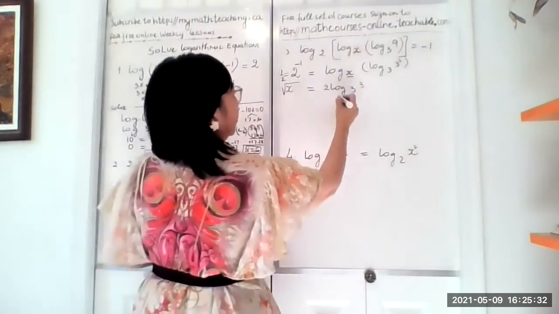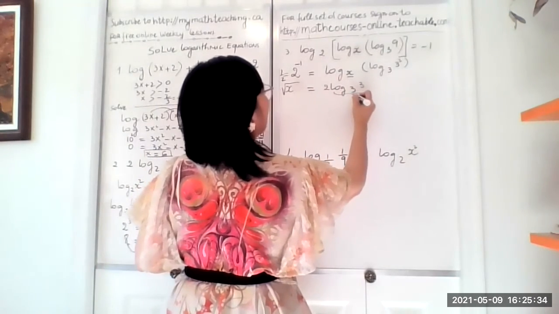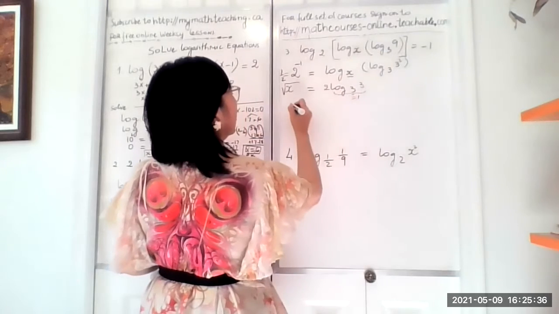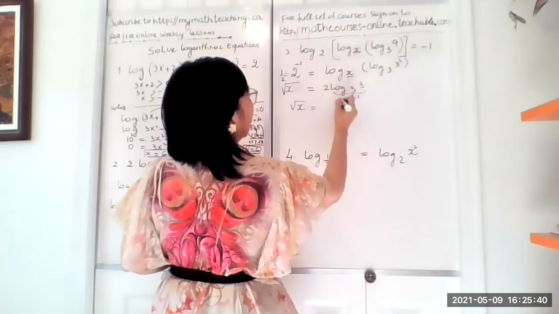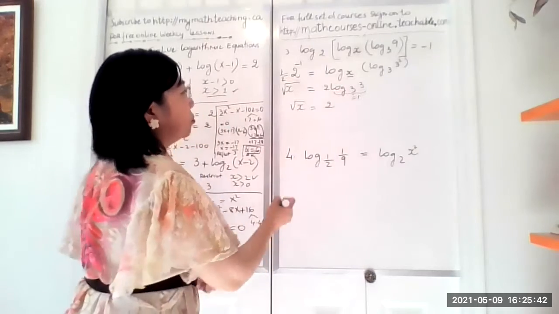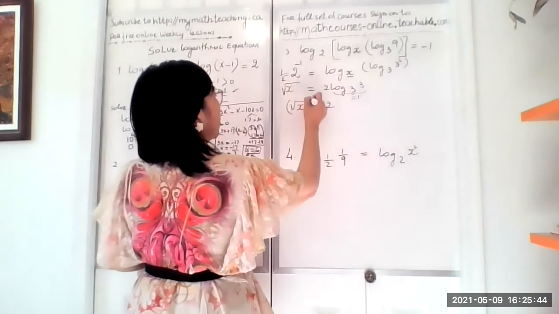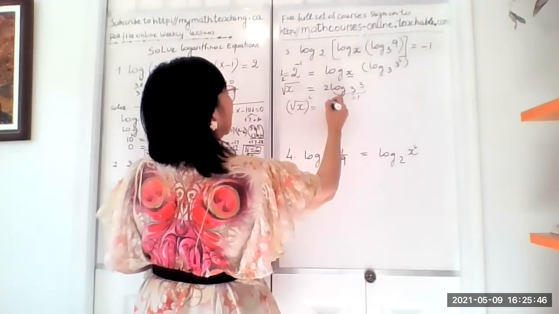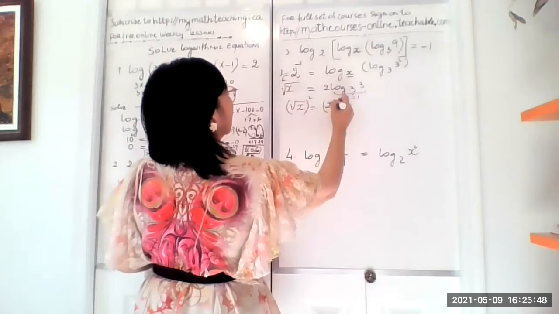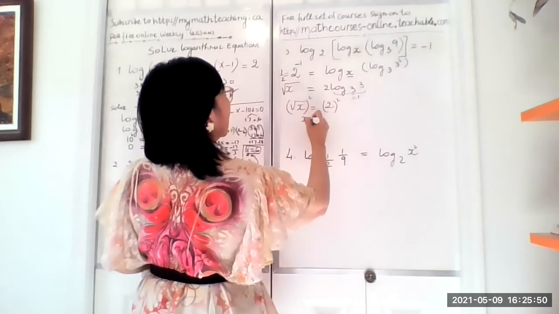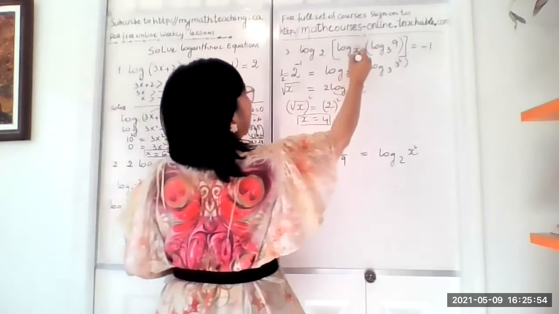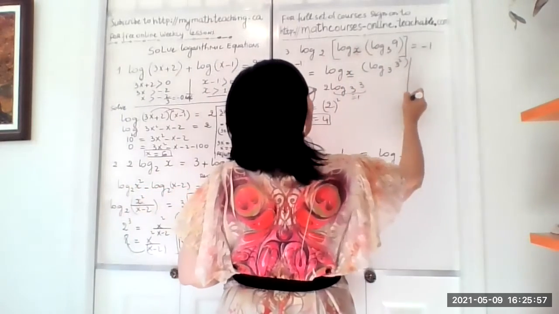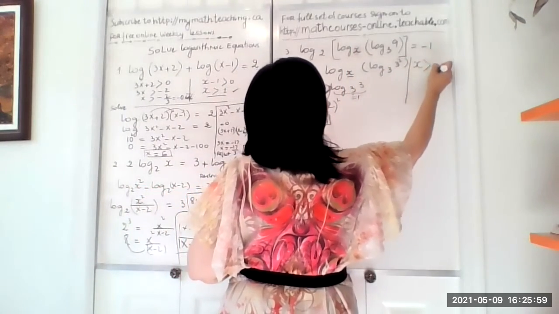Now it turned out log base 3 of 3 equals 1. 1 times 2 is 2. So we have square root of x equals 2 times 1, which is 2. To solve for x, we're going to square both sides. So x will be equal to 4. So that's the answer. And we forgot to restrict this one. We will say x has to be bigger than 0.